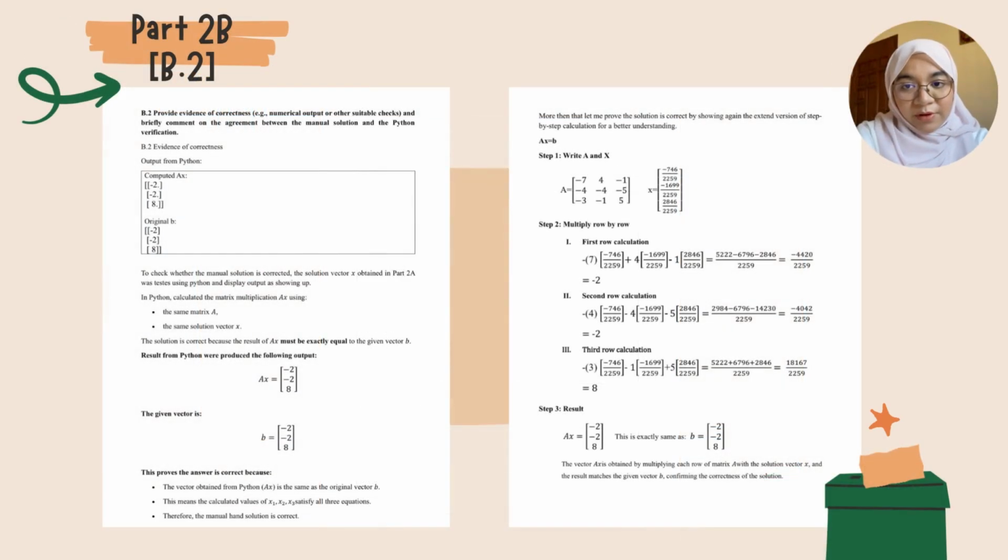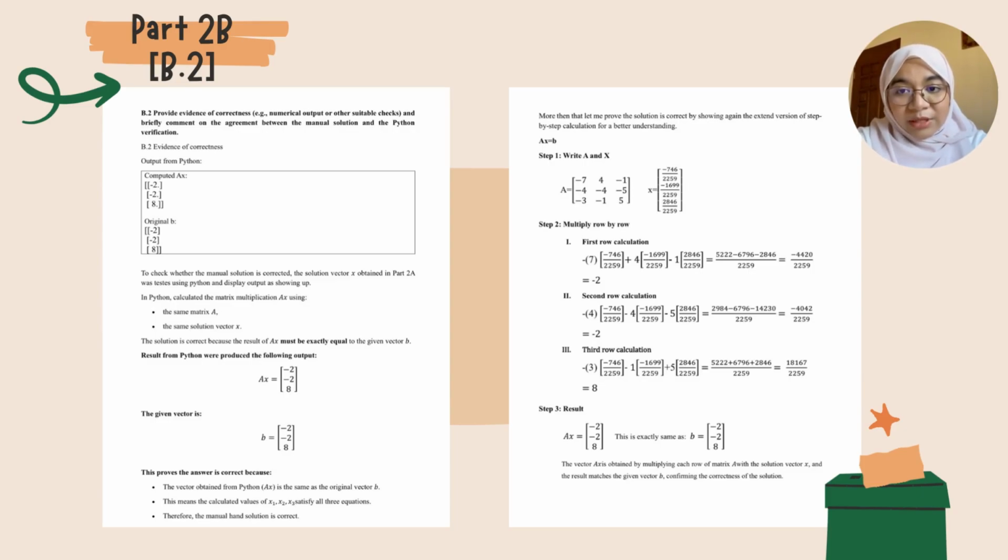More than that, let me further prove that the solution is correct by showing the step-by-step calculation for better understanding. We start from the matrix equation AX equals B. Step 1, I write down the coefficient matrix A and the solution vector X. The matrix A is a 3 times 3 matrix and X is the analytical solution obtained earlier, expressed in fractional form. Next, I perform the matrix multiplication row by row.